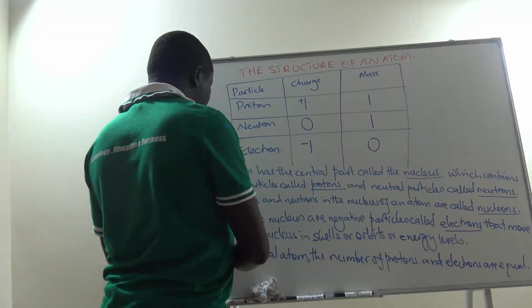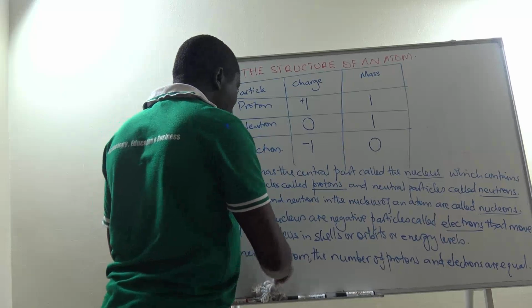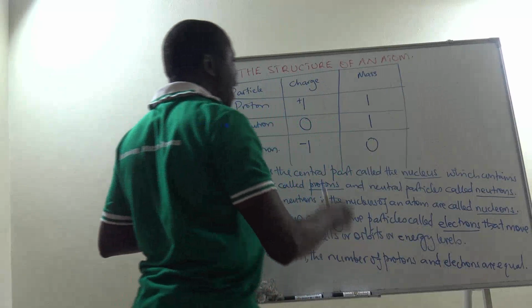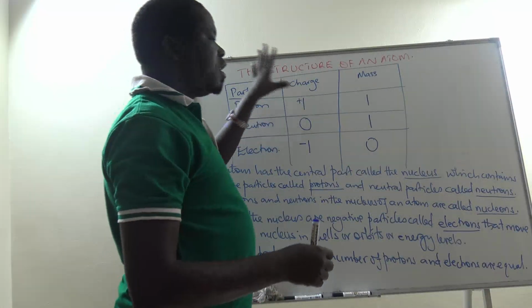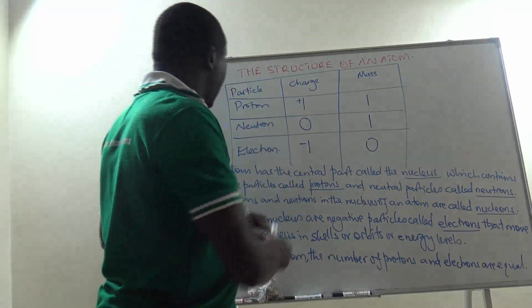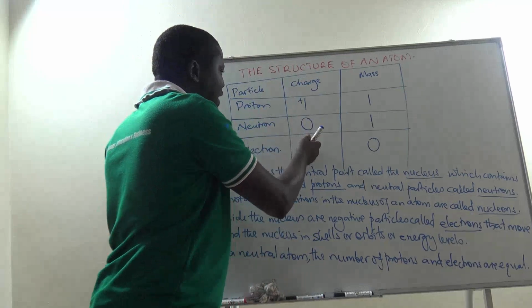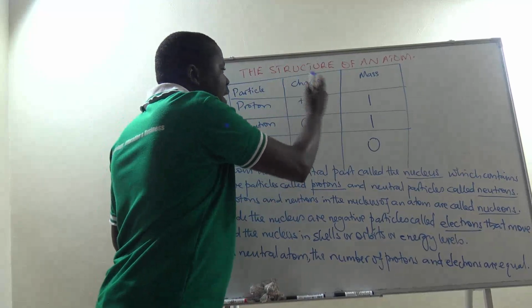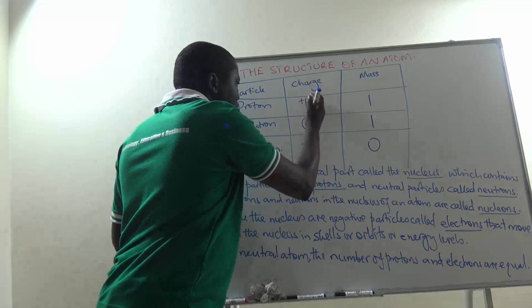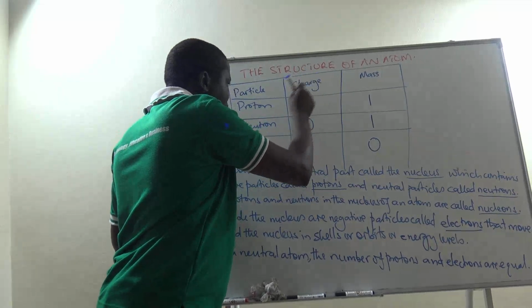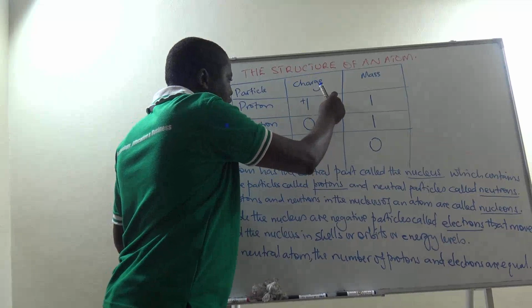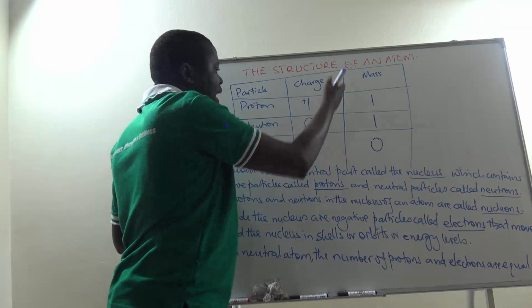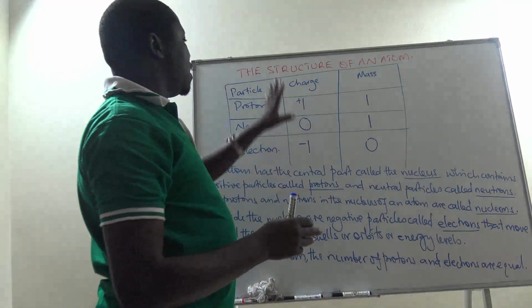So we have finally here that in a neutral atom, the number of protons and electrons are the same, and that makes an atom neutral, because the positive particles and the negative particles simply cancel since they have equal numbers of charges. If I have 10 protons, it means I have 10 positive charges, and 10 electrons, 10 negative charges, they simply cancel, and the atom remains neutral.